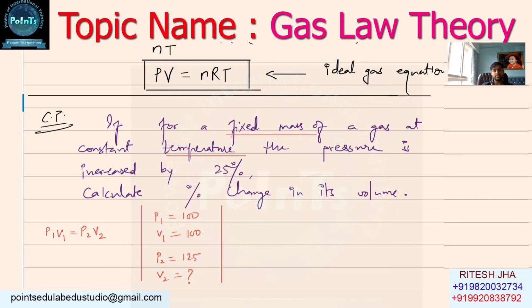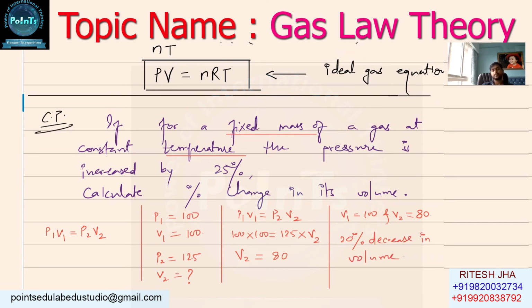So the next thing is P1 V1 equals P2 V2. That means 100 into 100 equals 125 into V2. With that, you will be getting V2 equal to 80. So your V1 is 100 and V2 is 80. This means a 20% decrease in the volume. 20% decrease in the volume. Simple, right, guys? All of you understand this, right? Cool. So let's do the next type.